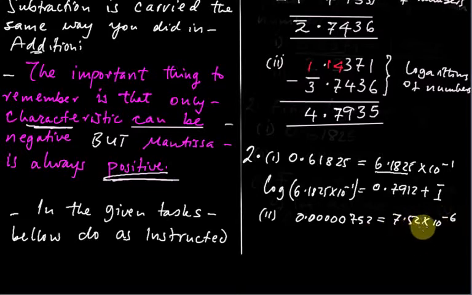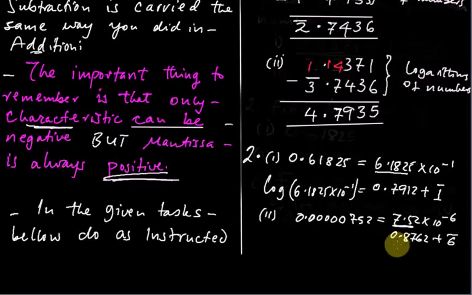So you have to find the logarithm of this number, which is 0.8762, and you will add bar 6 because the characteristic here is bar 6.